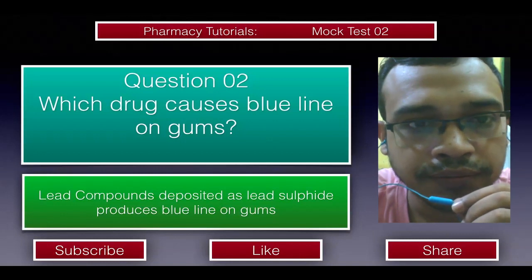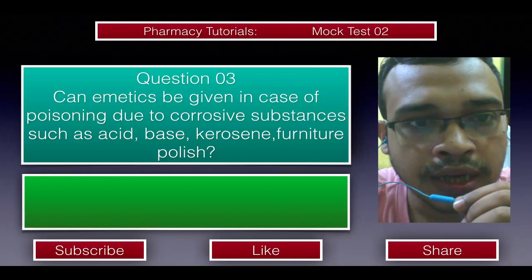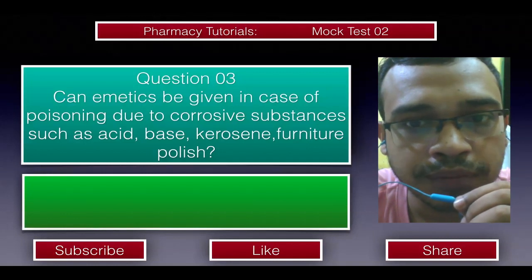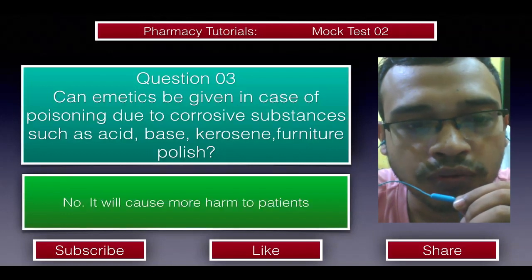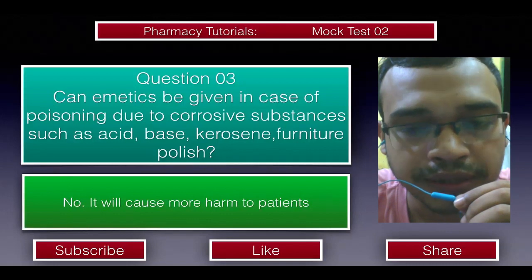Next question. Can emetics be given in case of poisoning due to corrosive substances such as acid, bases, kerosene, furniture polish, etc.? The answer is no. It will cause more harm to patients.